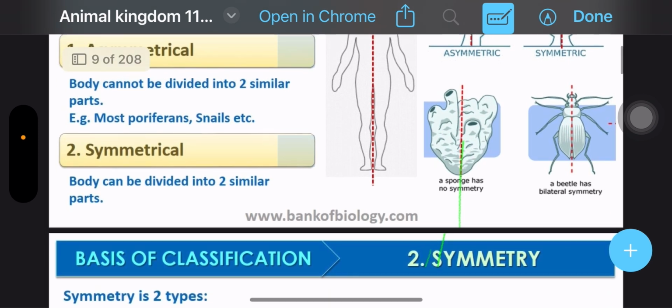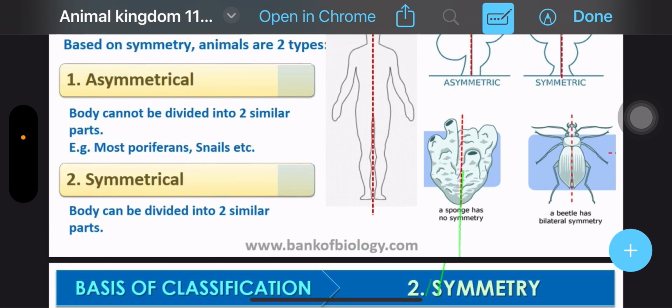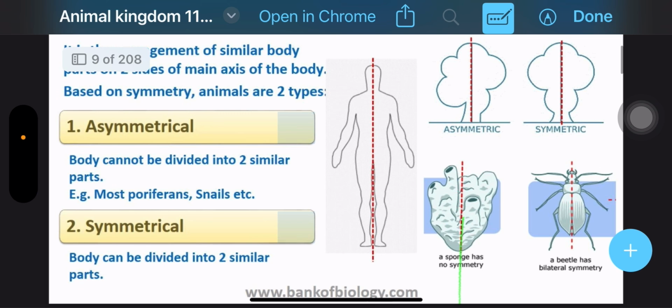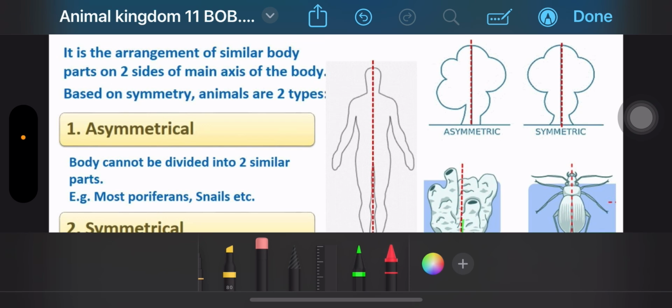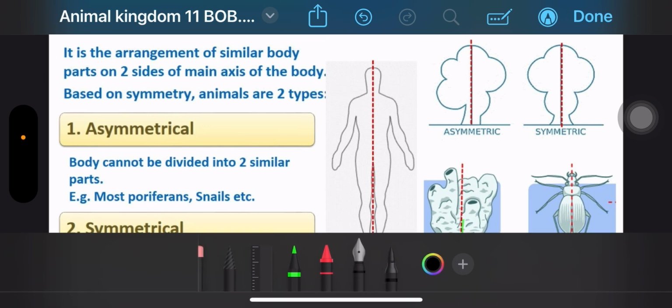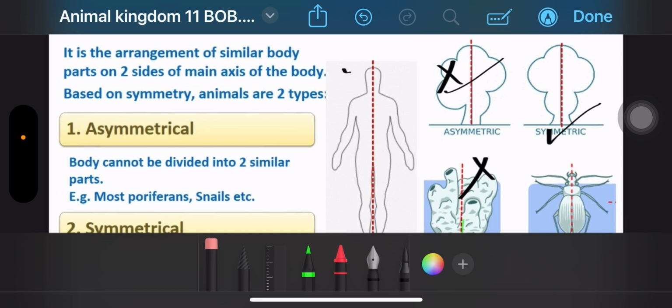Right? Symmetry means the body can be divided into two identical parts. See in the picture they have given asymmetry. Here it is unequal, right? This picture shows an unequal body arrangement. But here the symmetry is there, you can easily cut. Right? Here also asymmetry. Here also asymmetry. This is the symmetry. See here, a human being, through the mid axis of the sagittal plane, when you cut, we get two equal halves, right? That's called bilateral symmetry. We'll discuss it in the next slide.